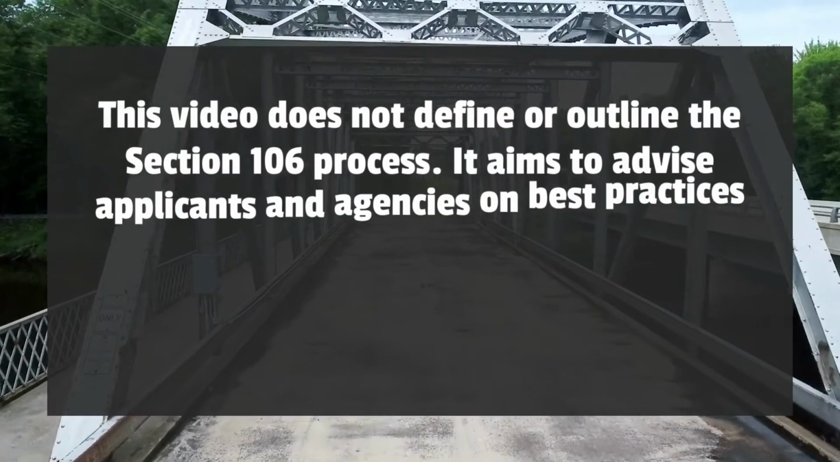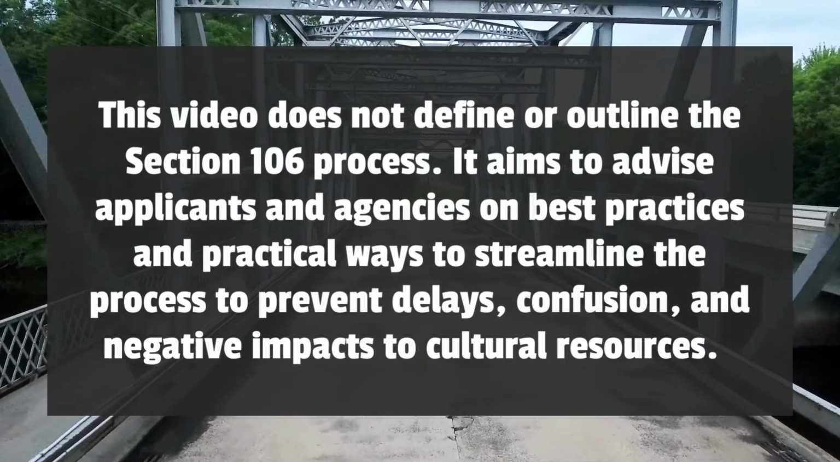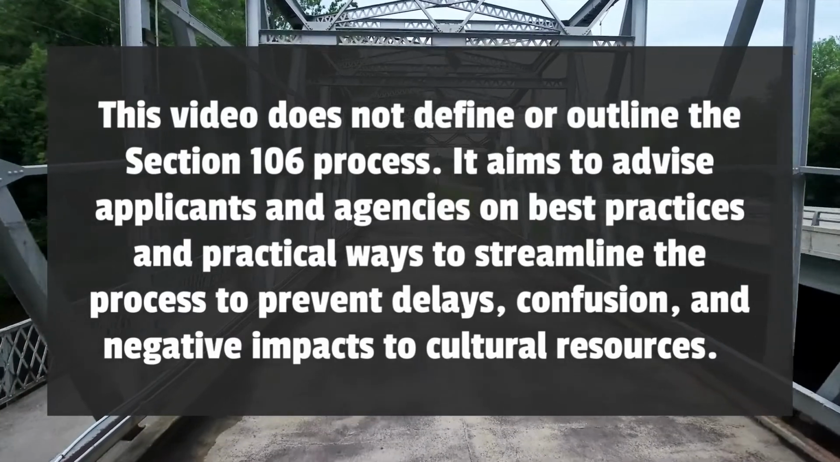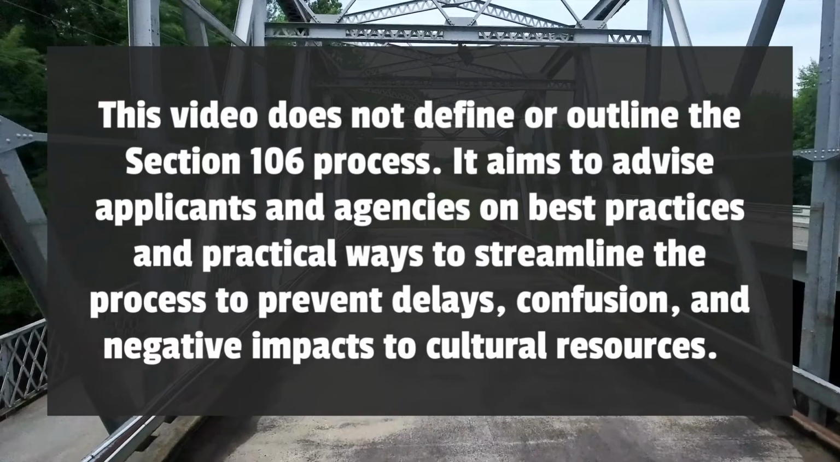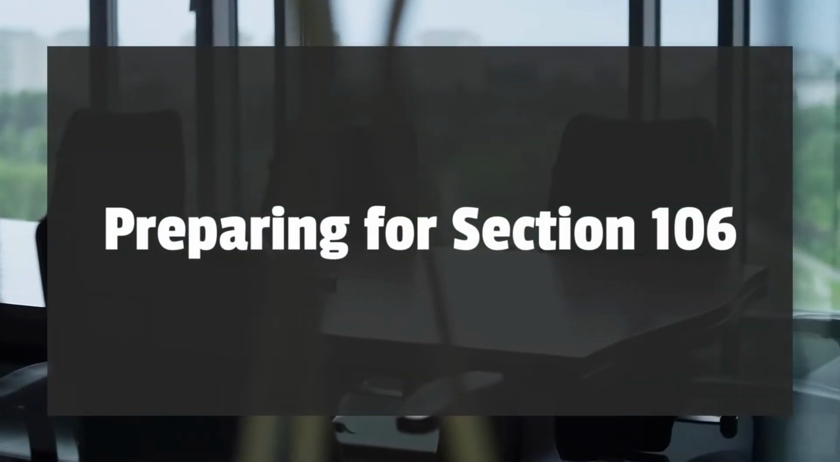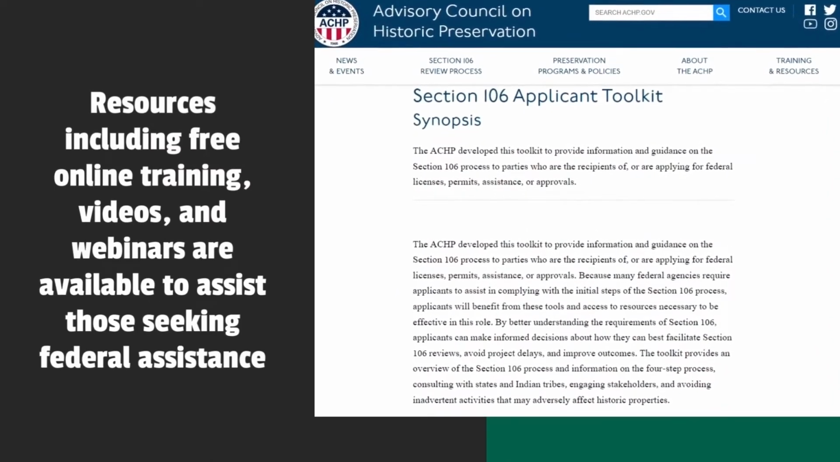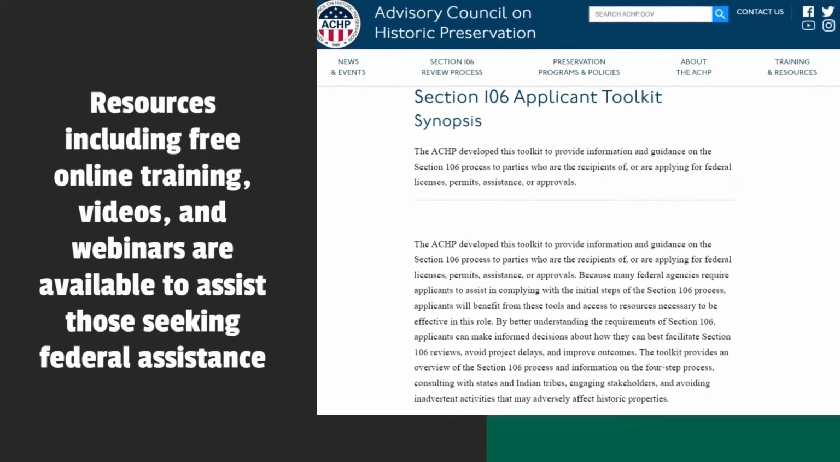This video does not define or outline the Section 106 process. It aims to advise applicants and agencies on best practices and practical ways to streamline the process to prevent delays, confusion, and negative impacts to cultural resources. Resources, including free online training, videos, and webinars, are available to help applicants seeking federal assistance for an undertaking to understand the basics of Section 106 and learn about their role and responsibilities in the process.